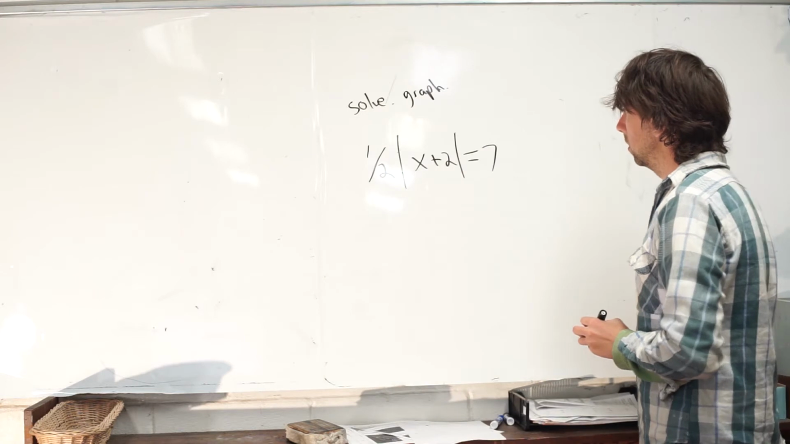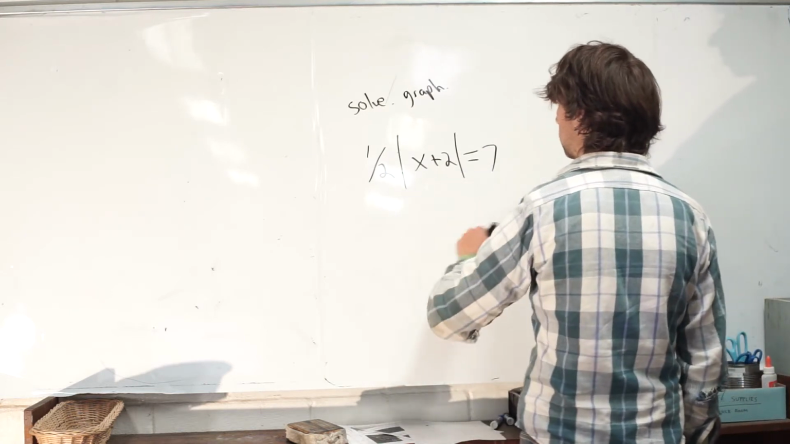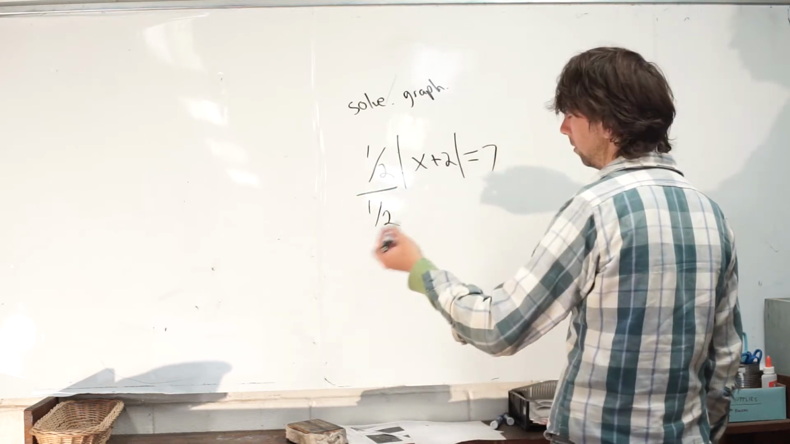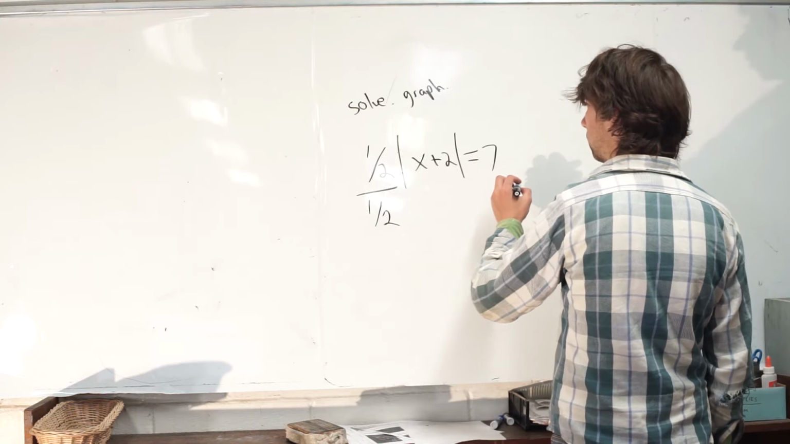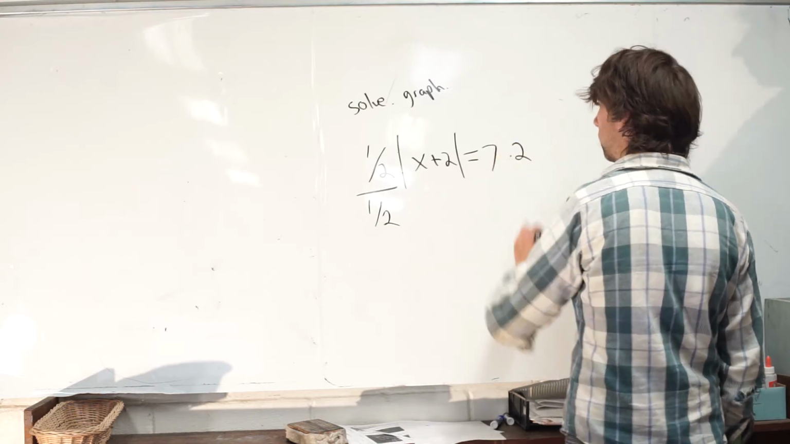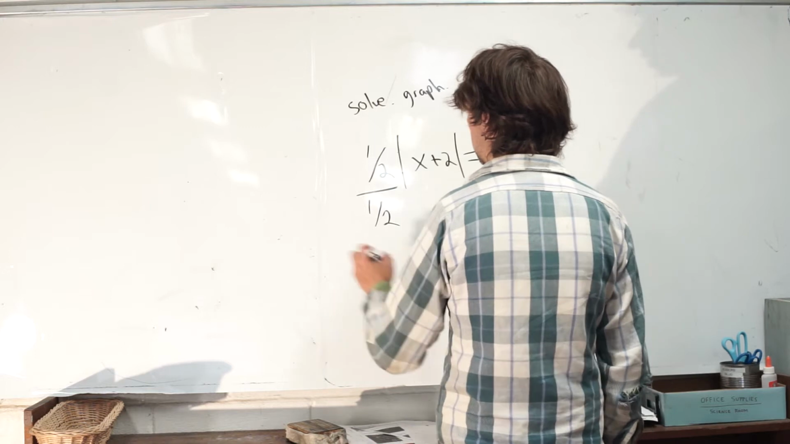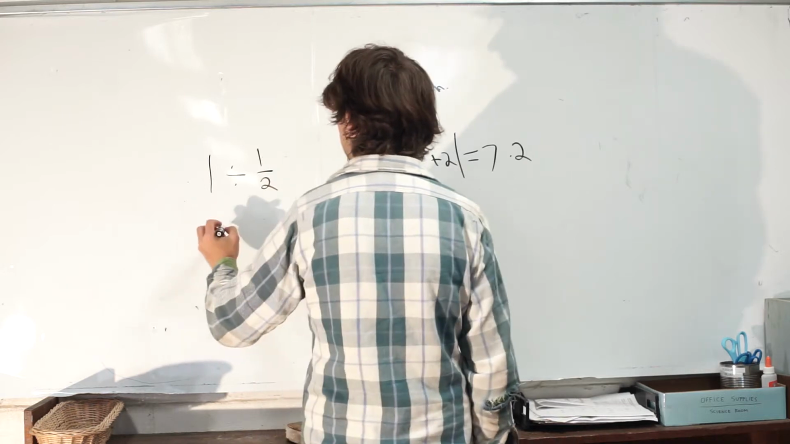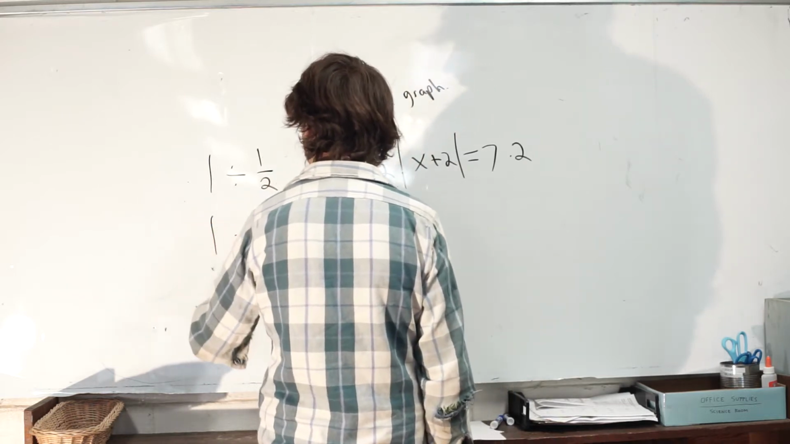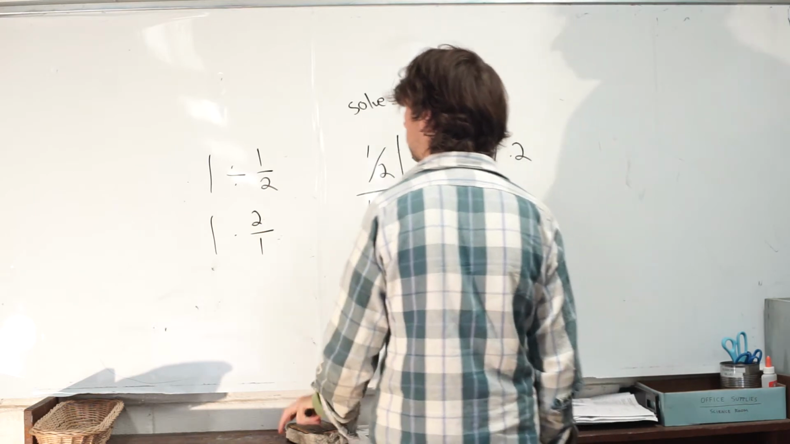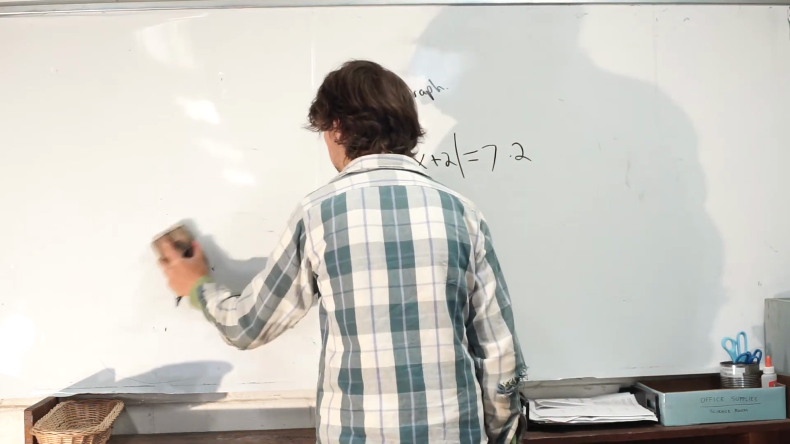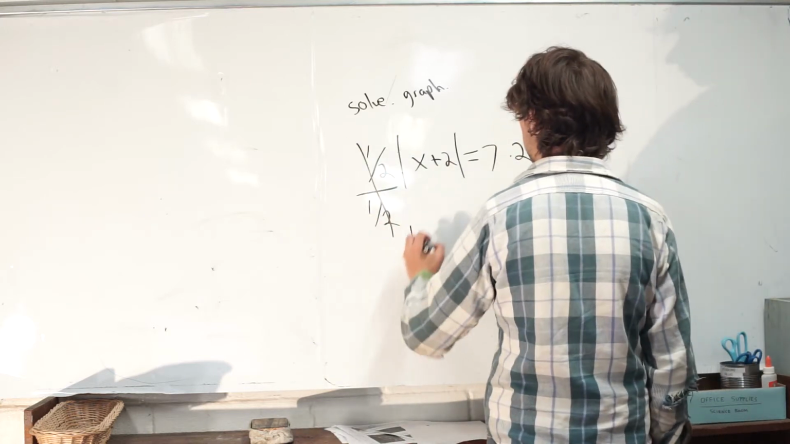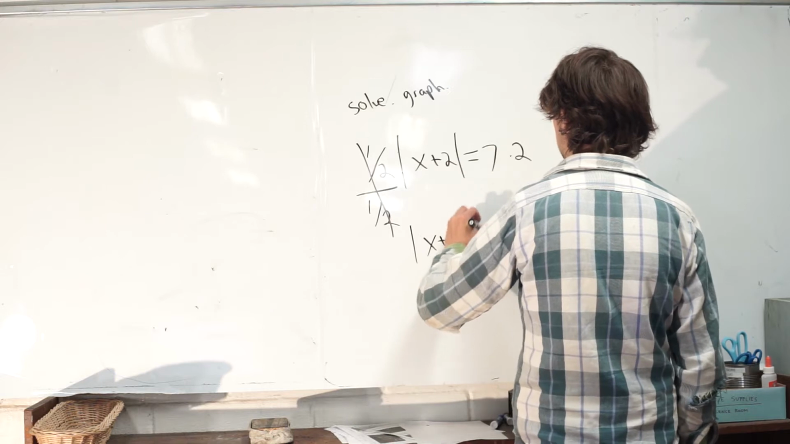Okay, so first we're going to isolate the absolute value portion. To do that, I'm going to get rid of this coefficient by dividing by 1/2 or multiplying by 2. That means the same thing, however you want to think about it. Dividing by 1/2 turns into multiplying by 2. Okay, so this cancels, and this becomes 14. So the absolute value of x plus 2 equals 14.